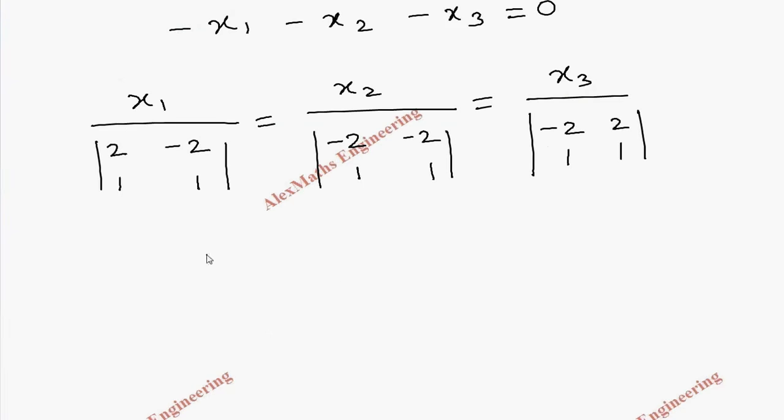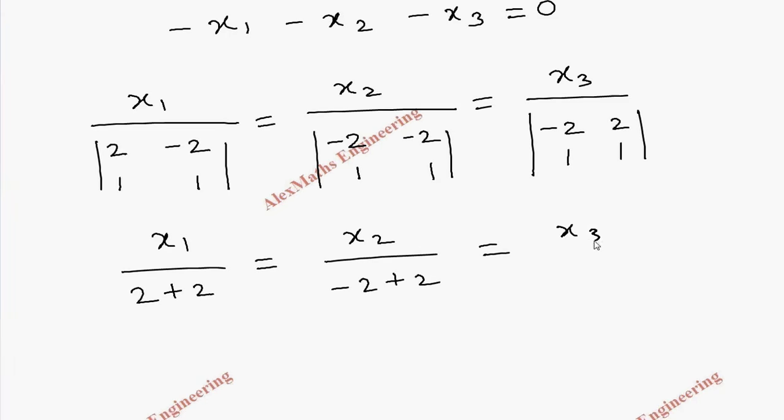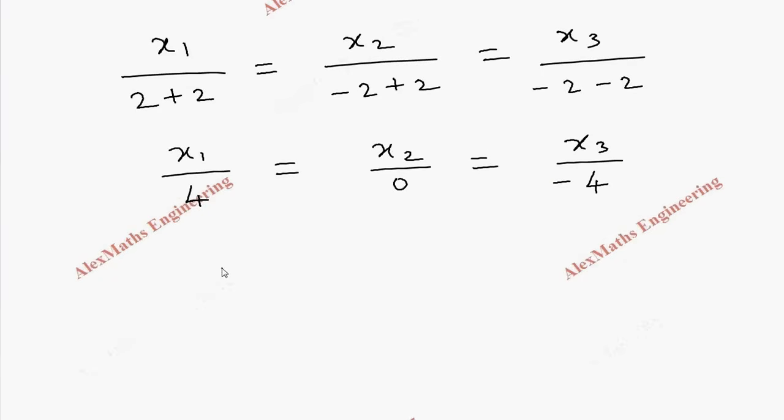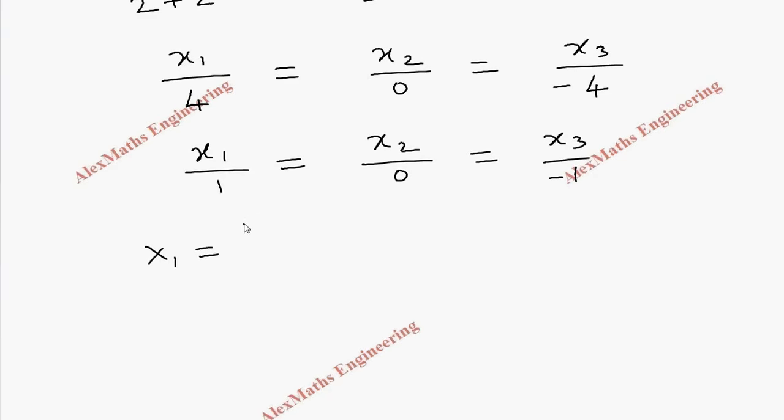Now we have to evaluate this determinant, which is x1 by 2 minus of minus 2 plus 2, then x2 by minus 2 plus 2, then x3 by minus 2 minus 2. Totally we get x1 by 4, x2 by 0, x3 by minus 4. When we reduce to the simplest ratio, we get x1 by 1, x2 by 0, x3 by minus 1. Therefore, the eigenvector is 1, 0, minus 1.